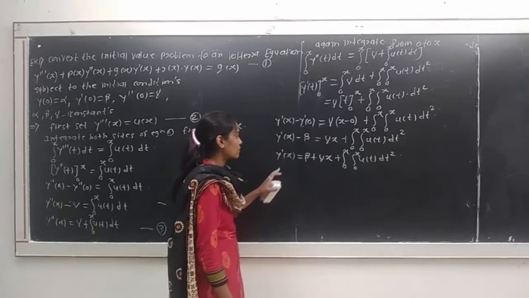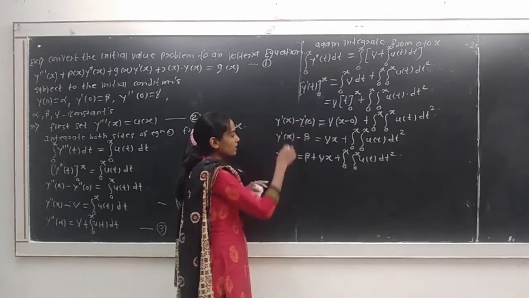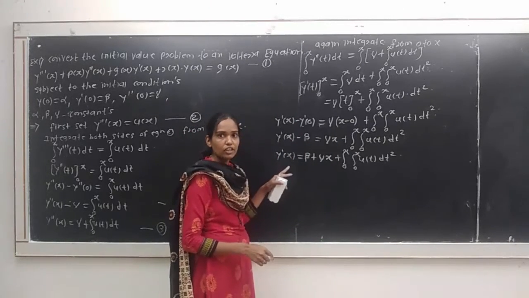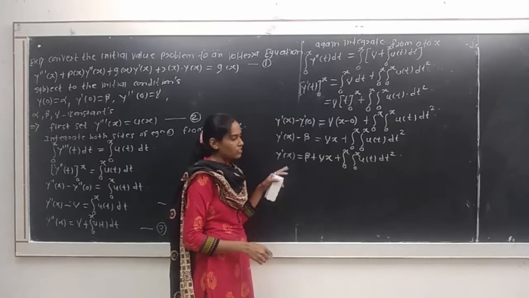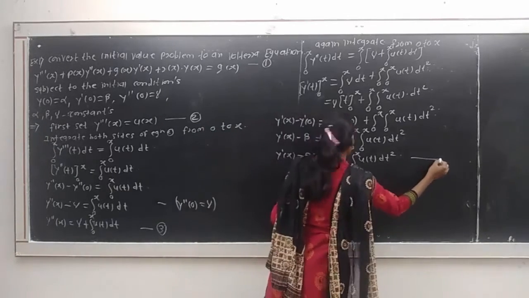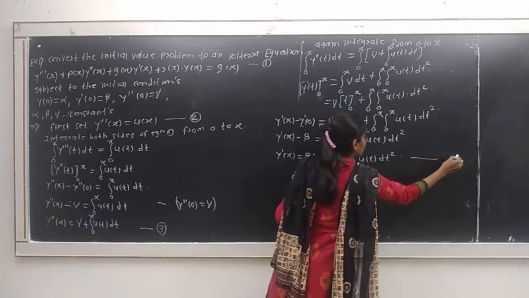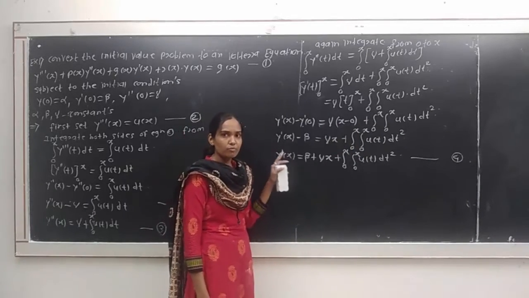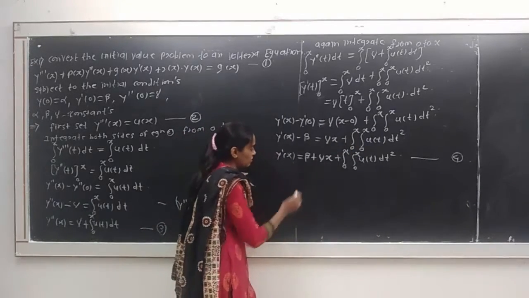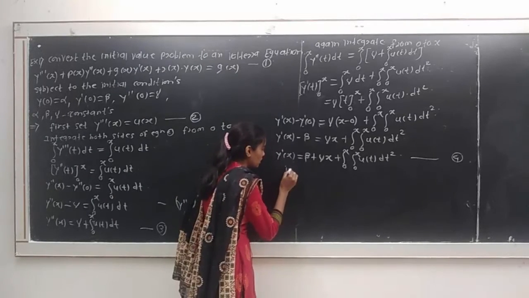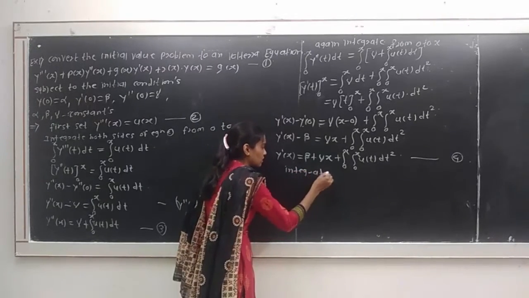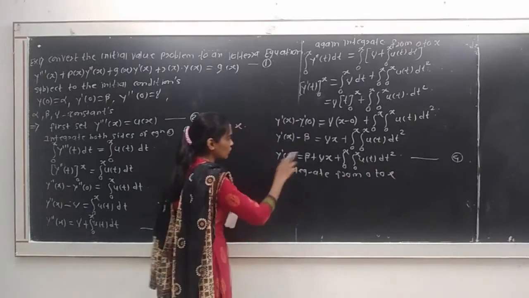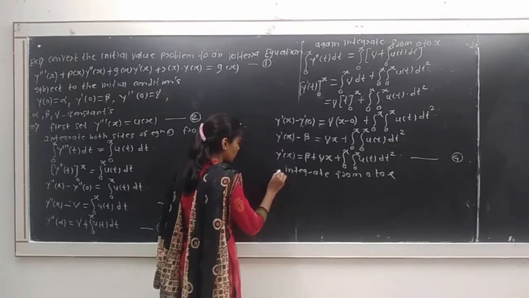Then if we observe, by integrating again we get this equation, which is again a Volterra integro-differential equation, not the Volterra equation. Therefore again we take this as the next equation, equation number 4, and again we integrate from 0 to x to convert it into the Volterra equation. Therefore again integrate from 0 to x on both sides.